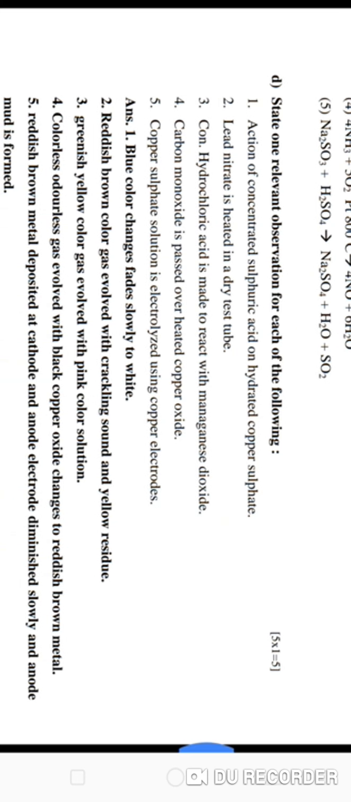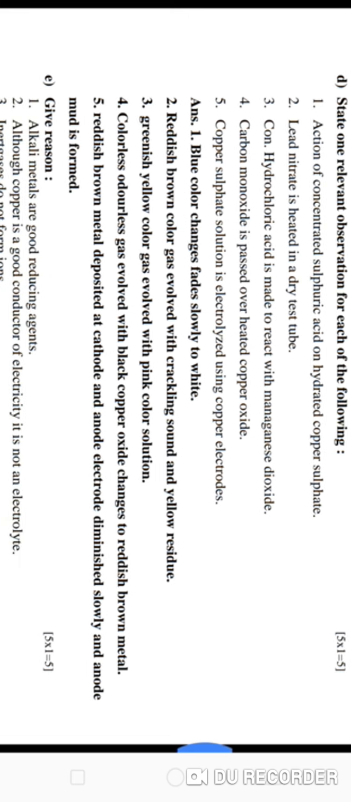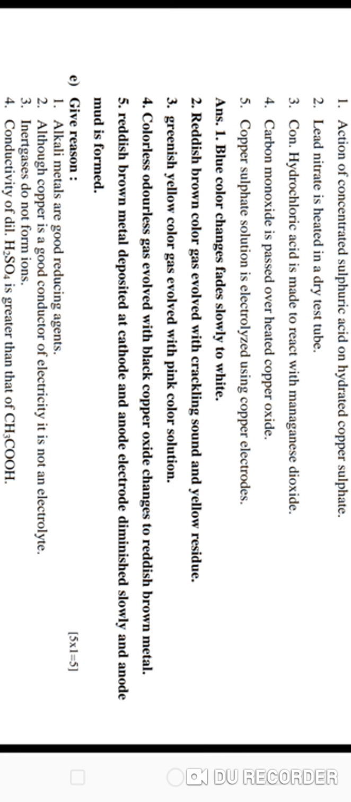Next is regarding observation. Action of concentrated sulfuric acid on hydrated copper sulfate, which is blue in color: blue color fades slowly to white. When lead nitrate is heated, it produces reddish brown gas with crackling sound and yellow residue.